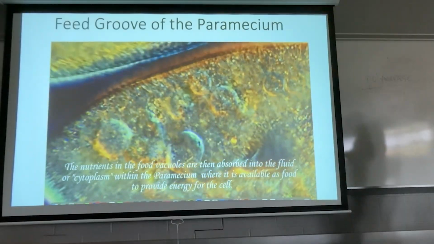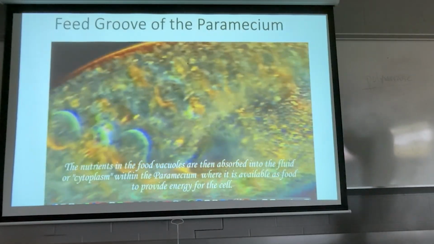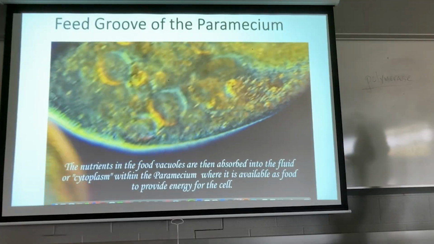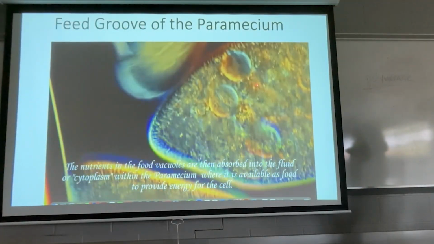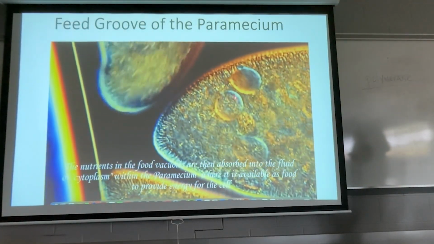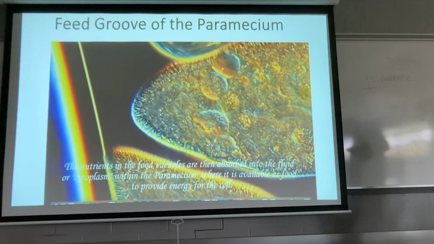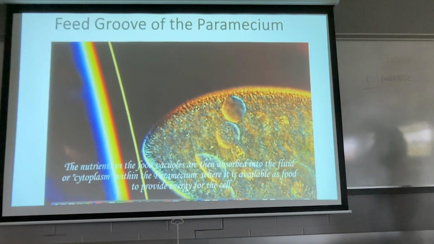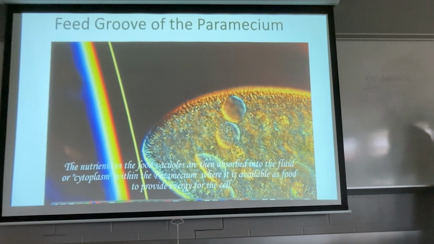So they collect the food through cilia. They basically are sucking food in through this groove and then emptying it into food vacuoles, and then the food vacuoles enter the cytoplasm. They merge with a lysosome, and that's how they digest food. So they're heterotrophs, paramecium are, chemoheterotrophs like us.